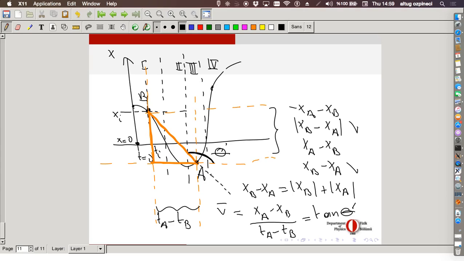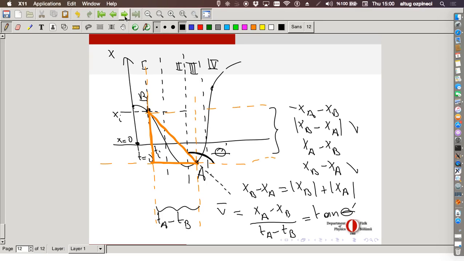The average velocity will always be equal to the slope of this line, which is defined as the tangent of this angle over here. Now, what about the instantaneous velocity? Let's say at the time tb, what we should do is take the second time very close to the initial time, as close as possible. So you take this point A, this time, let's say ta, and move it closer and closer to the time tb. But if you do that, this line will become very close to the tangent of this curve.